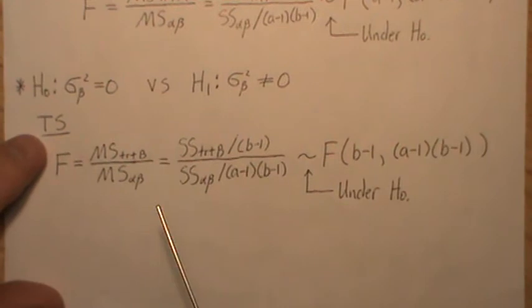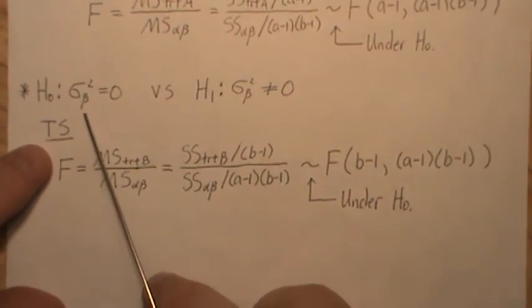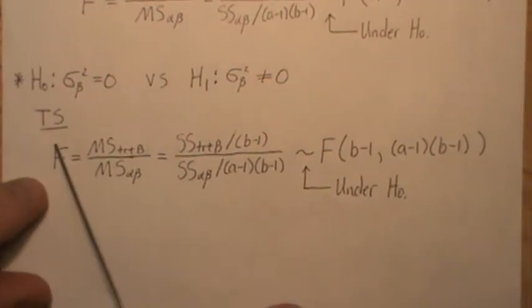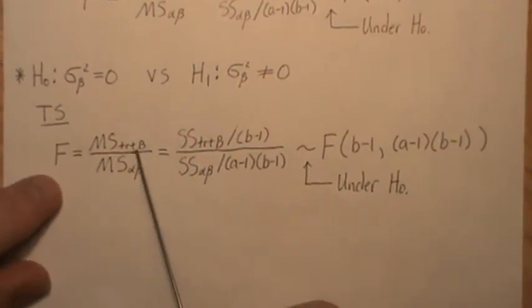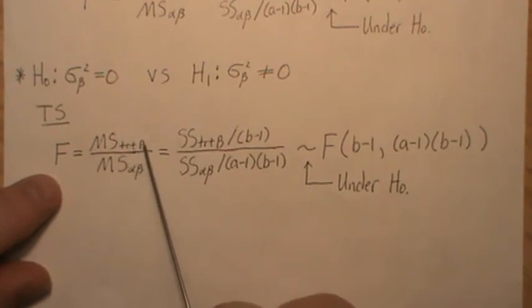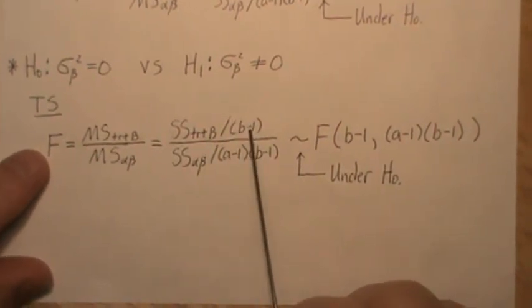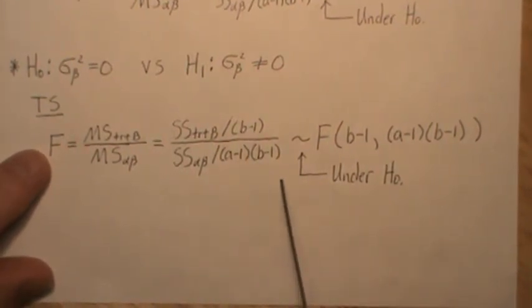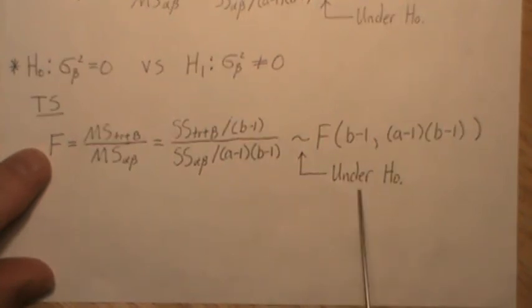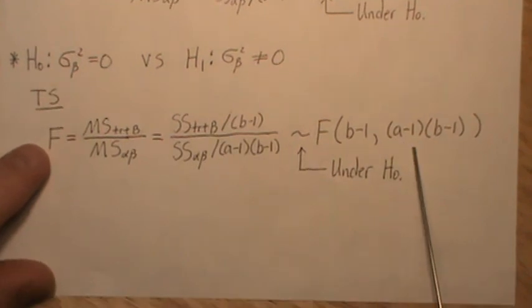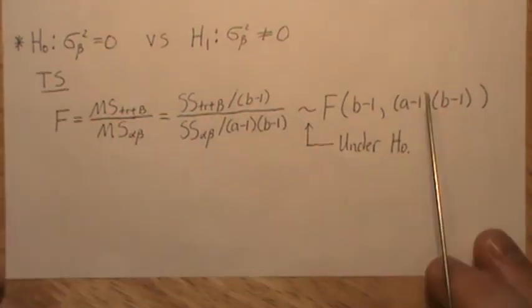So the test for factor B: is sigma beta squared 0, or is it greater than 0, or not equal to 0? The test statistic is the mean square for factor B, for treatment B, divided by the mean square for the interaction space, each divided by its degrees of freedom. And then under the null hypothesis, this is a central F distribution with B minus 1 degrees of freedom and A minus 1 times B minus 1 degrees of freedom.